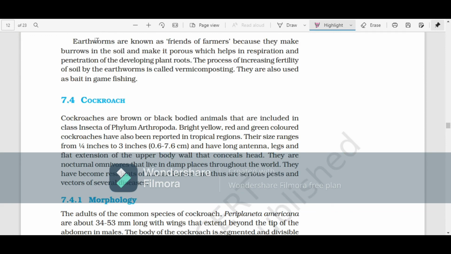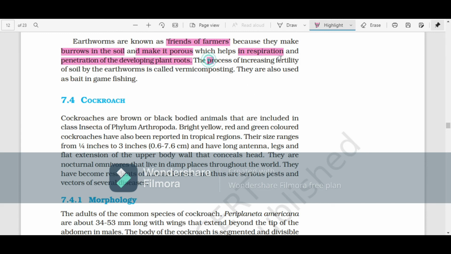Now, the conclusion. Earthworms are known as friends of farmers because they make burrows in the soil and make it porous, which helps in the respiration and the penetration of the developing plant roots. Because the earthworm crawls through the soil, it makes the soil porous. By making the soil porous, it helps the developing plant roots to respire, right?